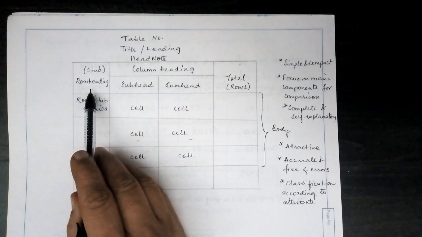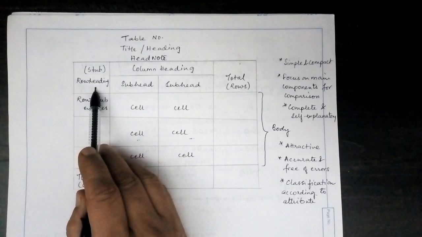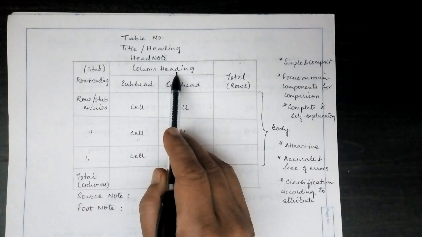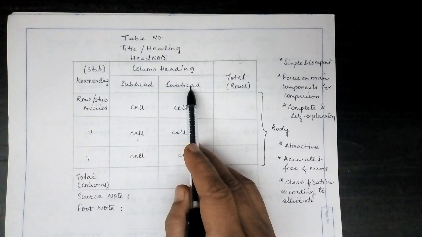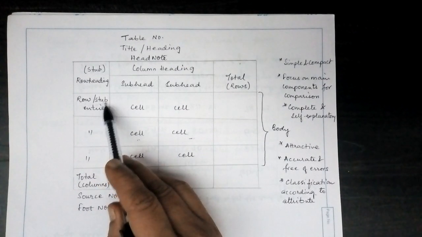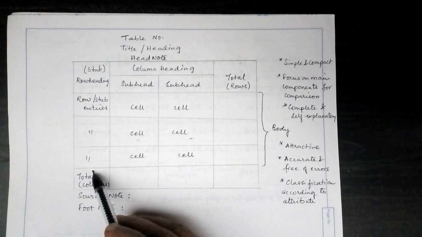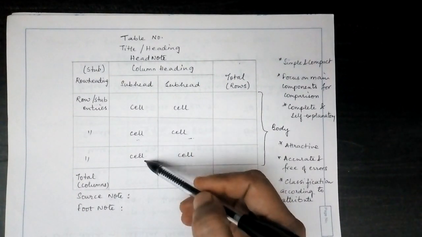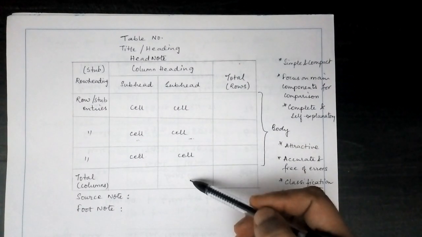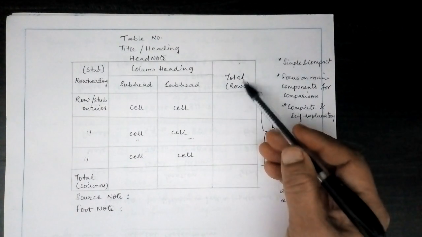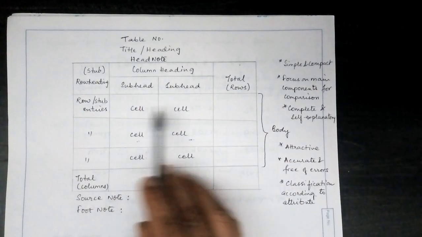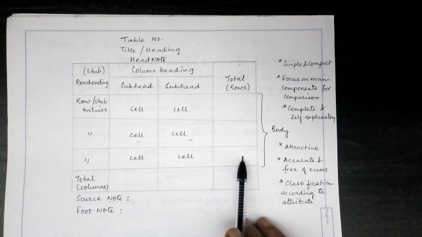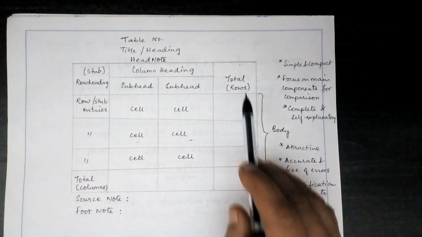The headings that are given in the rows are called stubs or row headings. The headings in the columns are called column headings. Then we have subheads, and these are row or stub entries in the rows. And finally we have a total for columns. That means this and this will be added up here. This and this adds up here. And then we have total for rows. That means this and this adds up here. This and this adds up here. This and this adds up here. And finally you have the total for columns as well as rows.